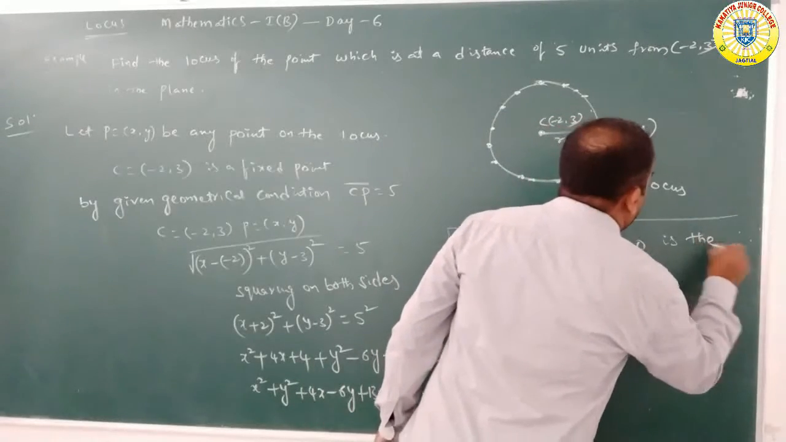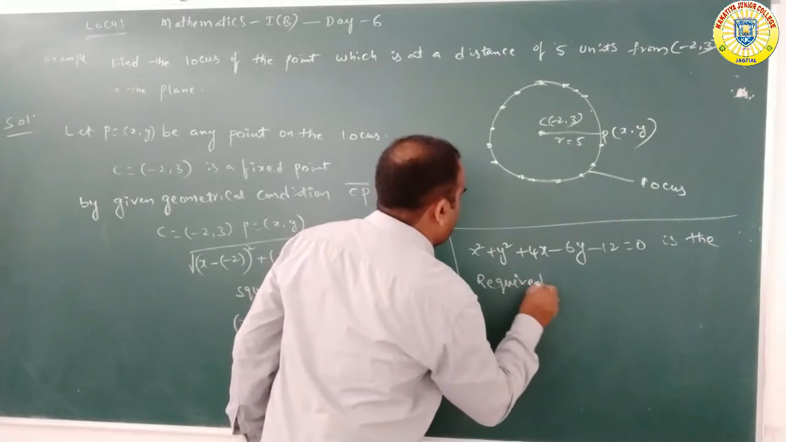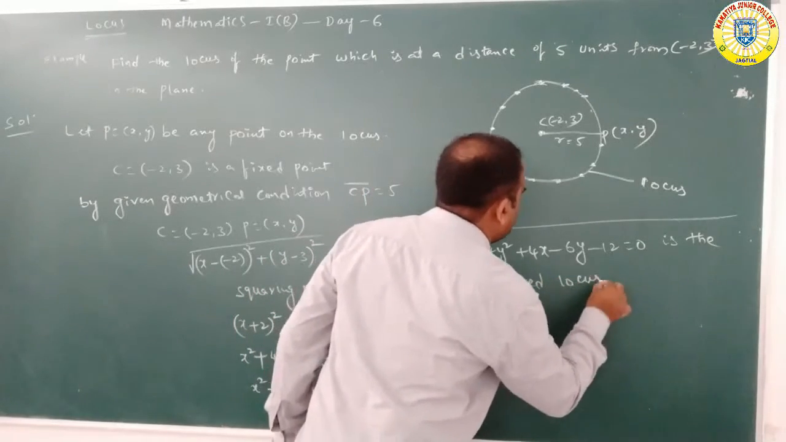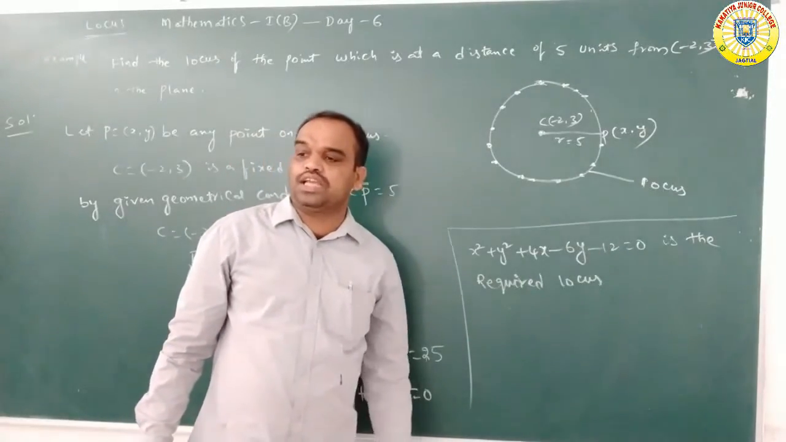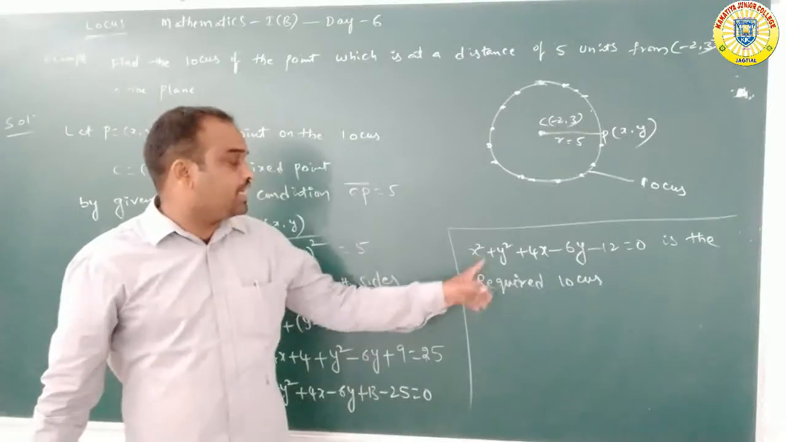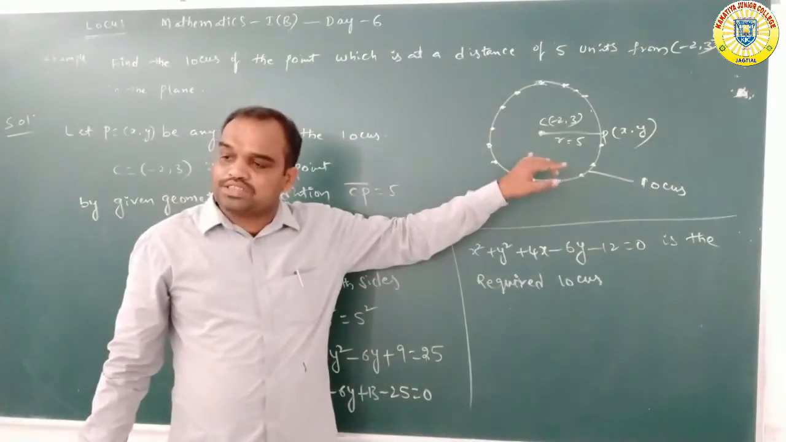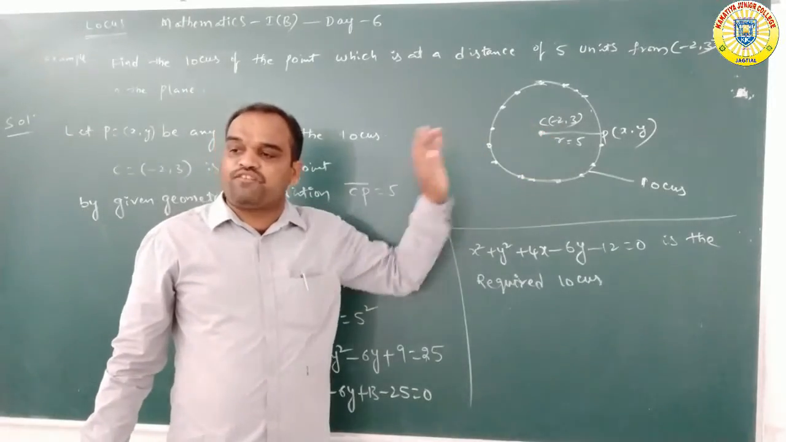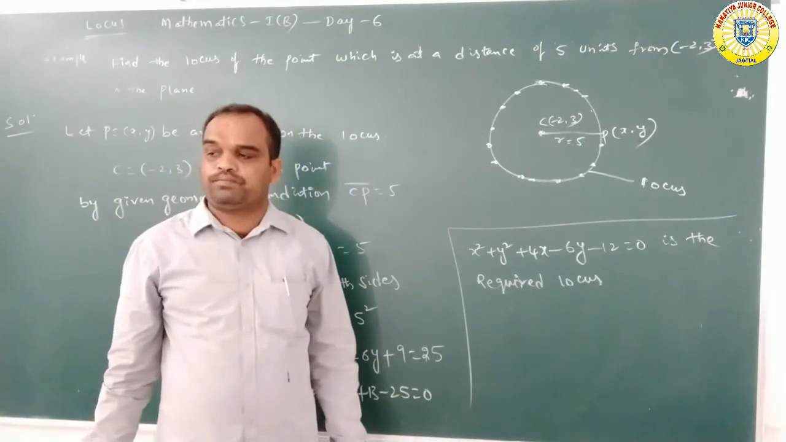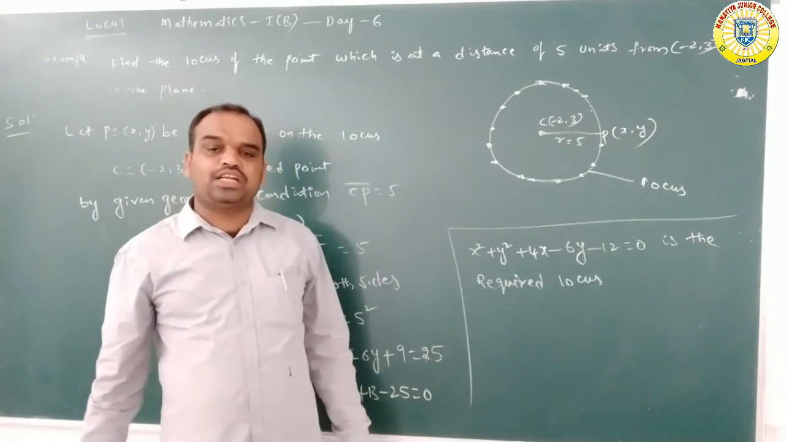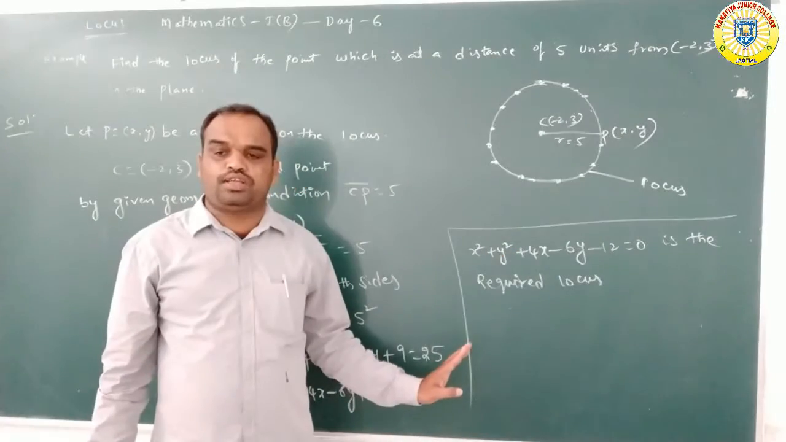This is the required locus. So what is this equation? It represents a circle. We are taking any point on this circle, and it must satisfy the condition that all the points are located 5 units from the fixed point (-2, 3). Here we must remember that every locus can be described by its algebraic equation only.